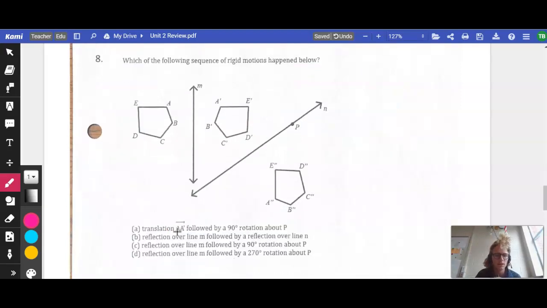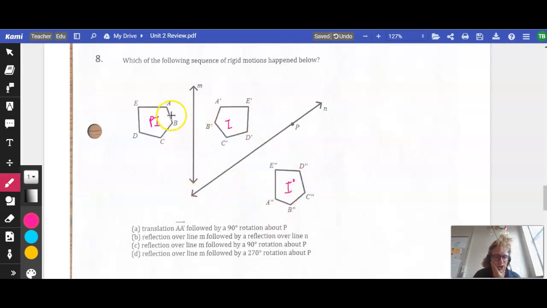Next, number 8. Which of the following sequence of rigid motions happened below? Well, the primes tell us the order. So this one came first. This is our first pre-image. And this is our second image. And this is our third, or pre-image, image. We could call it the other image, however you want to say it.